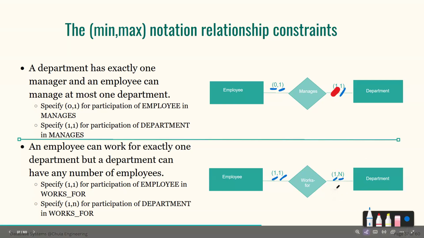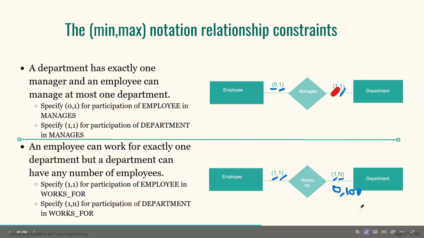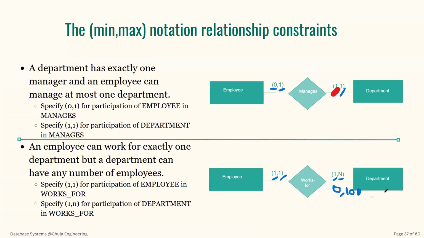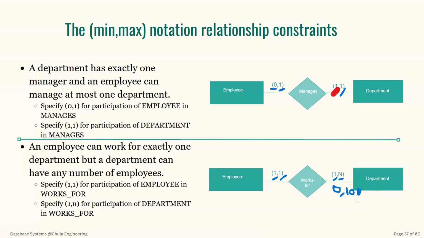The min-max notation allows you to do more. I can say 0 and 100. What does it mean? Exactly. Okay. So if it's min-max here, the department can have at least 0 employees, so that means you do not have any at all. But if you have employees, you cannot go over 100 employees. All right. So this is a min-max.